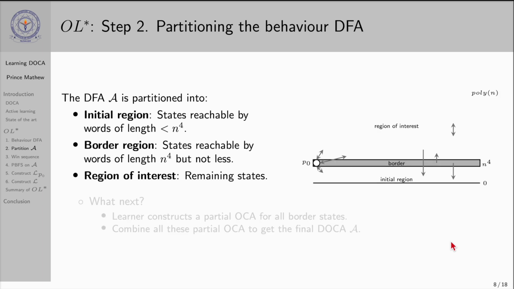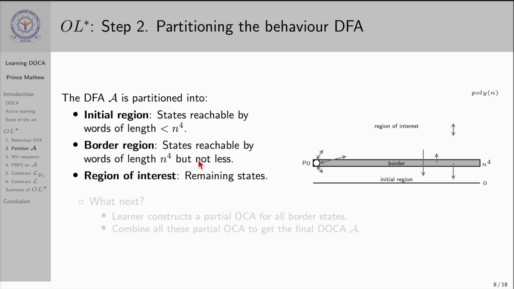The second step of the OL star algorithm is to partition the states of this behavior DFA. The DFA is partitioned into three: initial region, border region, and region of interest. The initial region is all states reachable by words of length less than n raised to 4. The border region contains states reachable by words of length n raised to 4 but not less. And the region of interest contains all the remaining states. Okay, so first we learned the behavior DFA, then we partition the states of the behavior DFA.